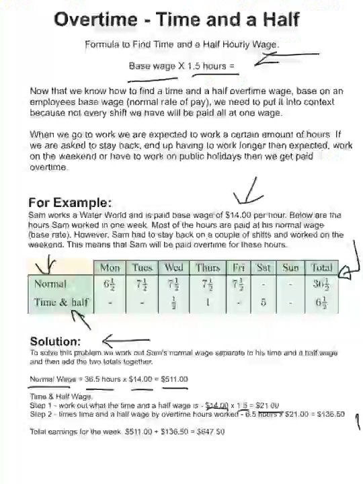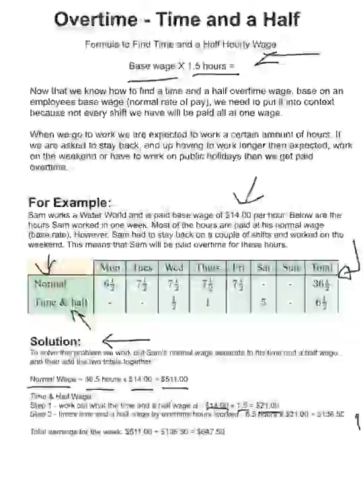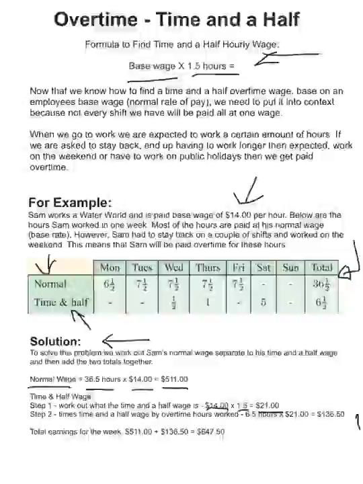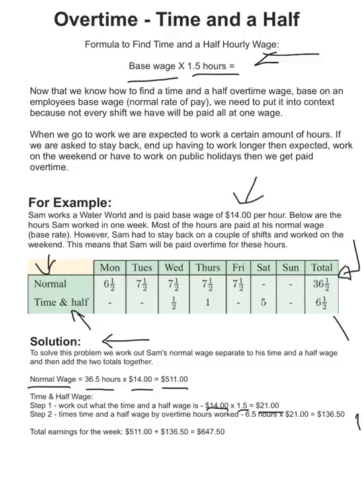The second step to solving this problem is working out how many hours in total Sam has worked overtime and where he's going to be getting paid at that time and a half rate. And we know from this table above that it is 6.5 hours. So the formula is simple. 6.5 hours times $21 gives us a total of $136.50 when we enter that into our calculator.